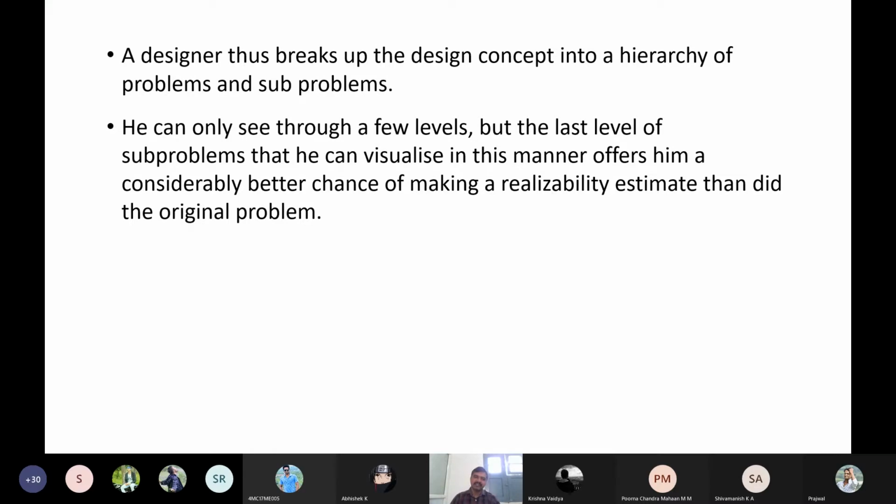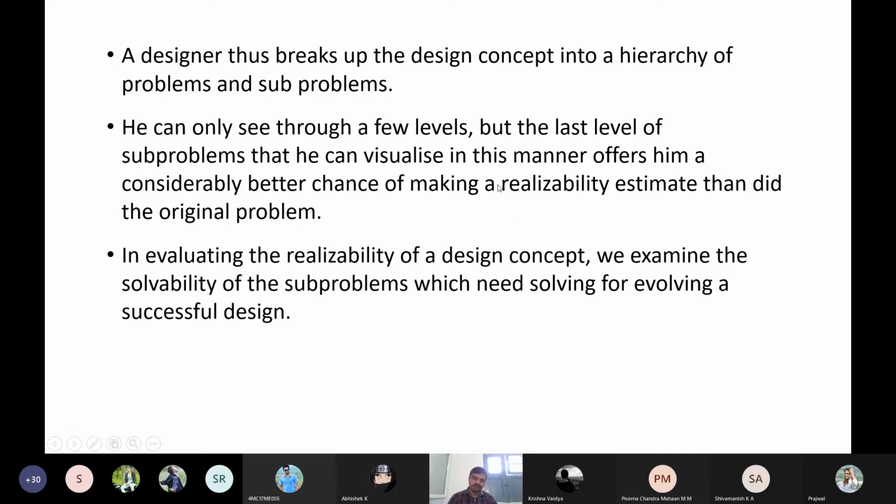Like that, if we go on dividing a problem into fragments, and if we go on evaluating them in detail, you will have better understanding of the design. So that is the meaning. And if he is having better understanding of the overall design, then he can make better estimate related to its realizability, that is its physical realizability.